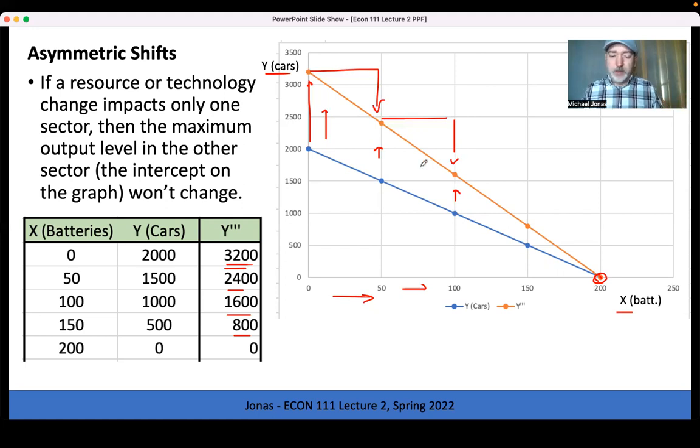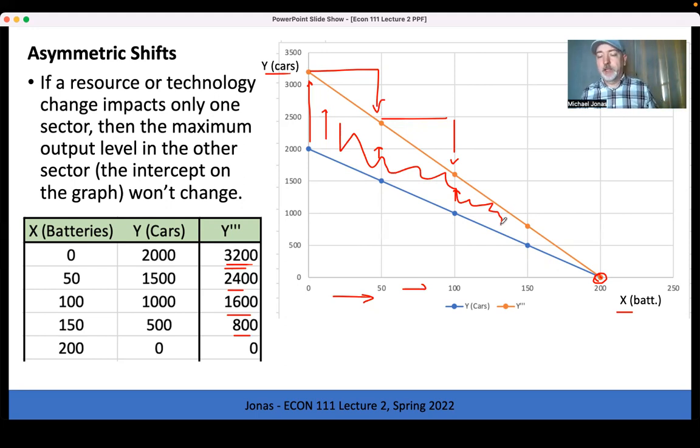The other corollary here is, just like with the parallel shift, there is still this area, right, in between the old and the new PPFs that does represent newly attainable combinations of output. So that part is still the same, but again, it's not a symmetric effect. More increased production in the Y sector in this case than the X.